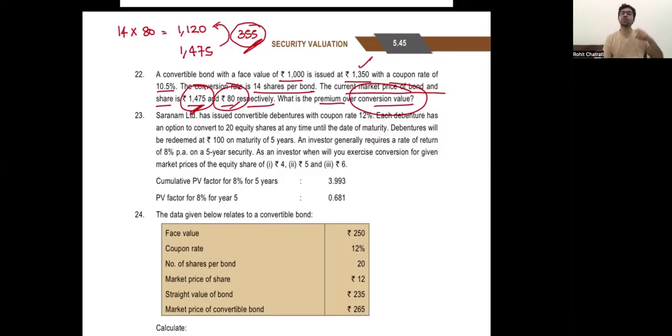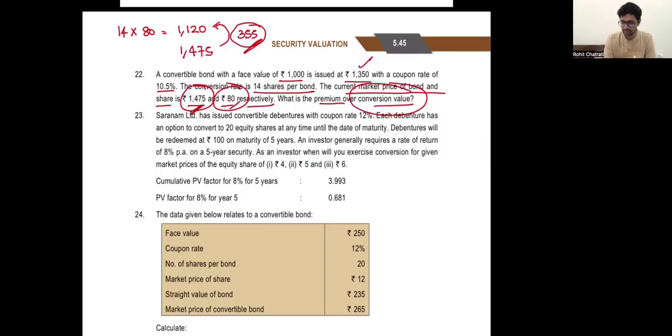Conversion value is 1120. You paid a premium of 355 rupees. The premium that you're paying is nothing but the cost of the guarantee that you're receiving. If the share price falls also, you will still receive rupees 1000 at the end of the maturity, and you're paying this extra premium for that guarantee. For that floor is what you're paying extra for. All right, so the premium that you've paid is 355. This is the rupee value of premium. Can we actually calculate the percentage value of premium as well?